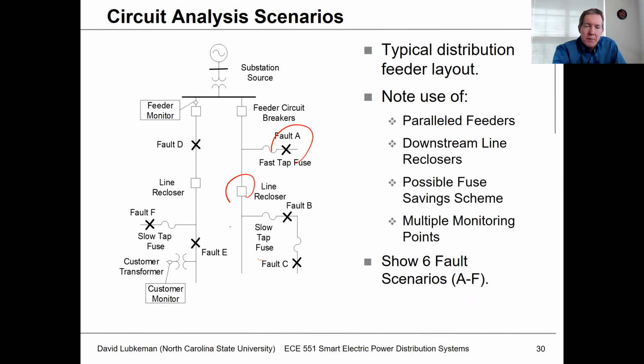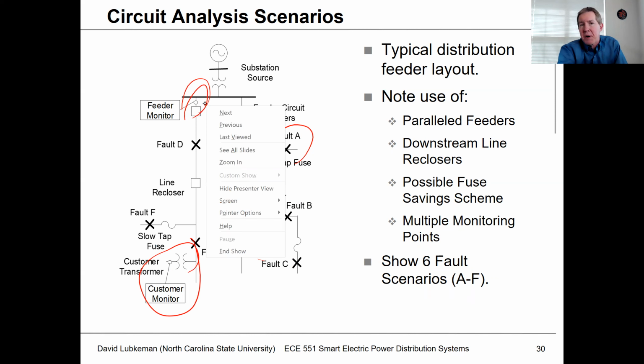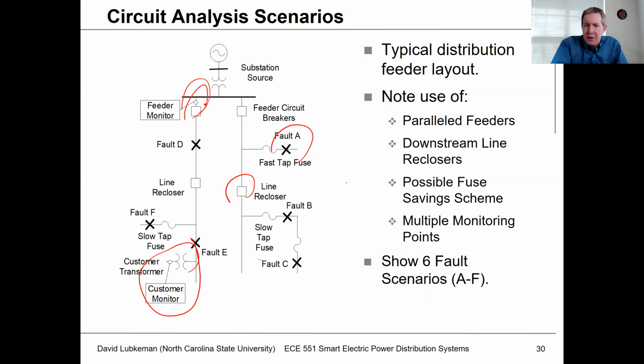And I'm looking at it from the perspective of having a monitor at the top of the feeder, as well as a monitor on this customer on the lower left-hand corner here. You could think about this as maybe a relay or a power quality monitoring box. And the customer may have a Dranetz or some other industrial power quality monitor at their plant entrance.